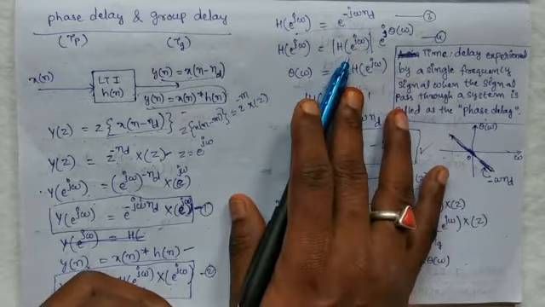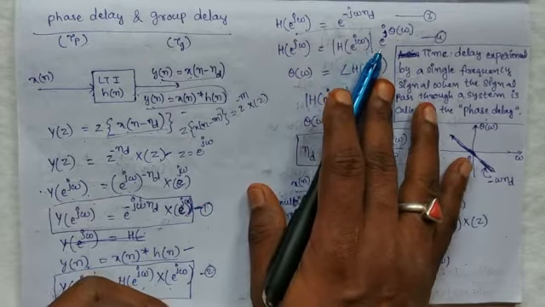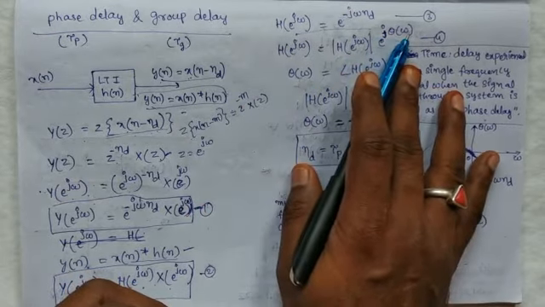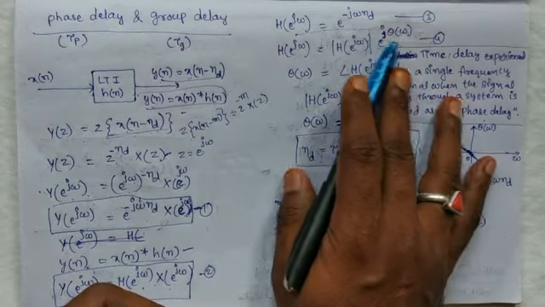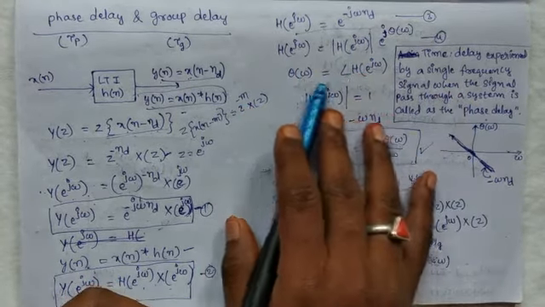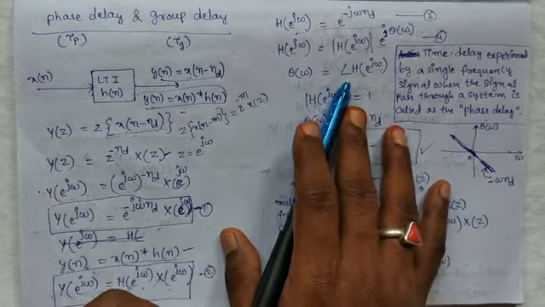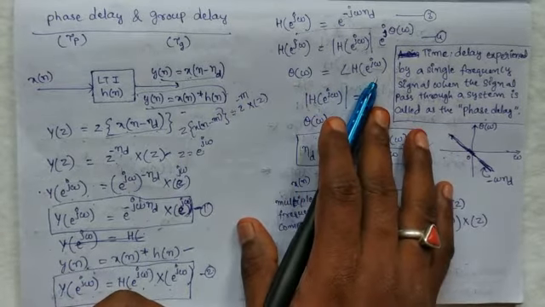Here H of e^(jω) is equal to what? Mod H of e^(jω) into e^(jθ(ω)). Theta of omega represents what? Phase angle of H of e^(jω). Theta of omega is equal to the phase angle of H of e^(jω).